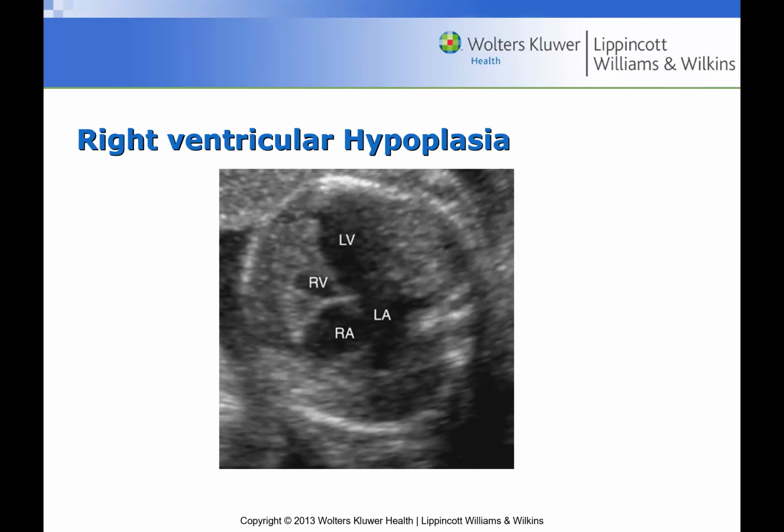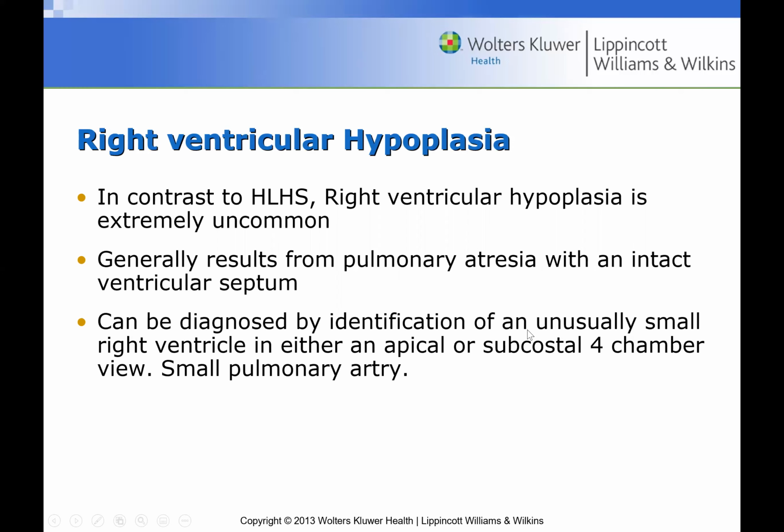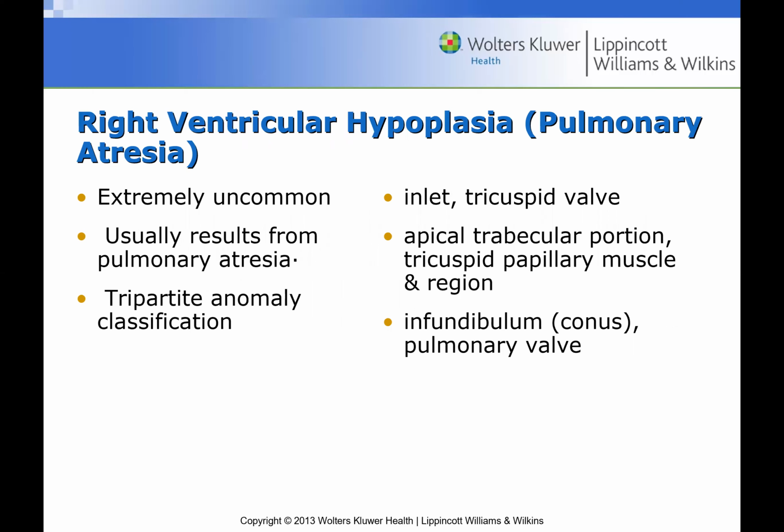Right ventricle hypoplasia doesn't happen as often as left, but it's kind of the same thing. It's going to be a small right side of the heart, and it's extremely uncommon. Generally it results from pulmonary atresia. So what I want you to know about pulmonary atresia, it's extremely uncommon, and right ventricle hypoplasia usually results from it. But if you see a small right side of the heart, that's probably what's going on.